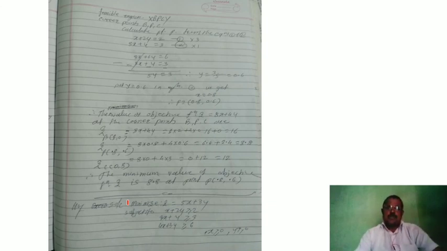Solve the following linear programming problem. Write down: solve the following linear programming problem, that is LPP. Minimize Z is equal to 5x plus 3y subject to, write down the constraints. Write the objective function Z is equal to 5x plus 3y and the constraints subject to x plus 2y is greater than or equal to 2, 3x plus y is greater than or equal to 3, and 4x plus 3y is greater than or equal to 6.